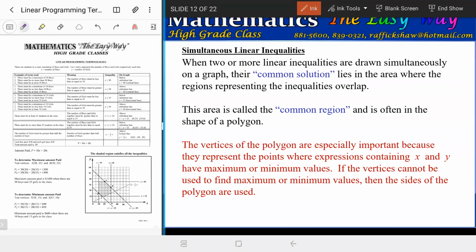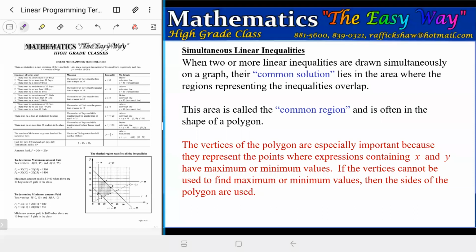So this, the red part, let me read it now. The vertices of the polygon are especially important because they represent the points where expressions containing x and y have maximum or minimum values. If the vertices cannot be used to find the maximum or minimum values, then the sides of the polygon are used. And we'll explain that as we go. There are instances where you cannot use a vertex.